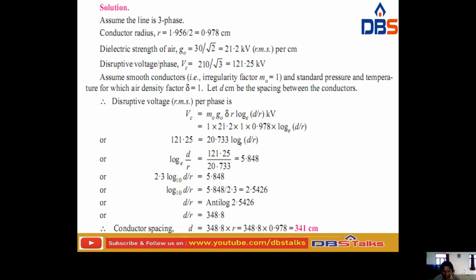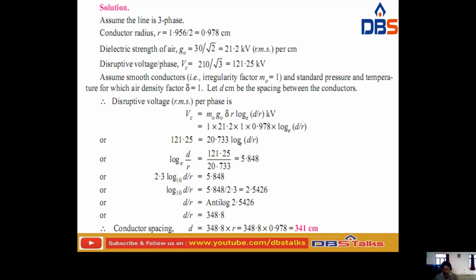And for the critical disruptive voltage, they gave three phase. In the problem it is three phase, but critical disruptive voltage is normally the phase voltage. That's why by √3, the 210 kV they gave is the line voltage. But we want the phase voltage. That's why VC is equal to 210 by √3, that is equal to 121.25 kV.